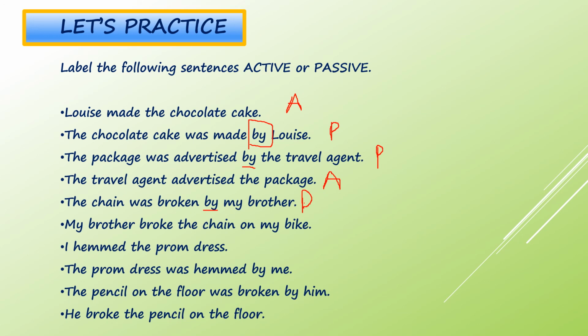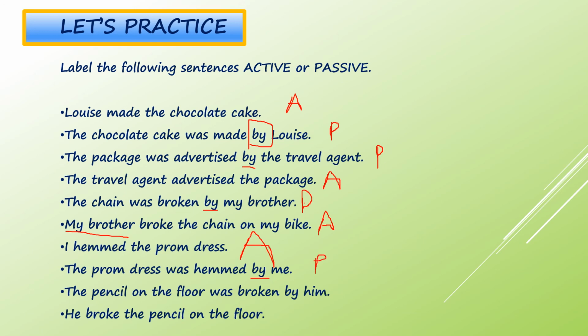My brother broke the chain on my bike. So who is doing the action of breaking? My brother broke. Who broke? My brother. So it is active. Next is I hemmed the prom dress. So I is active here, doing the action. Subject is active. The prom dress was hemmed by me. Of course, by is a hint. So a sentence with by will be passive voice most of the time.